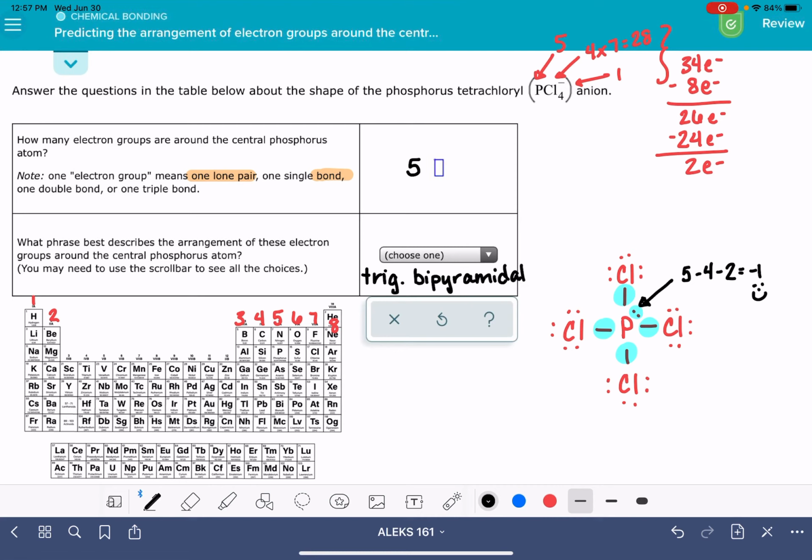And just to give you a little bit of resource, if there are 2 areas of electrons around the central atom, it is linear. If there are 3 areas of electrons around the central atom, it is going to be trigonal planar. If there are 4 areas of electrons, it's tetrahedral. And then 6, which is our other option, is going to be octahedral.